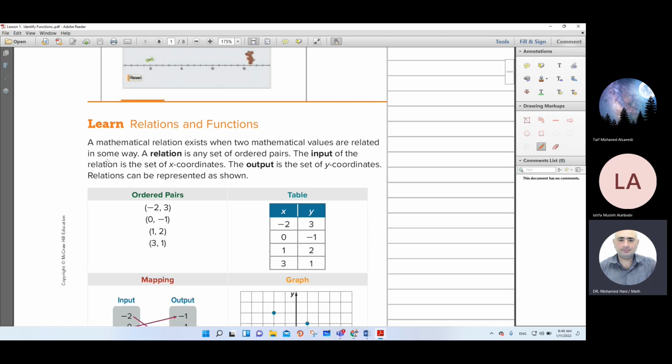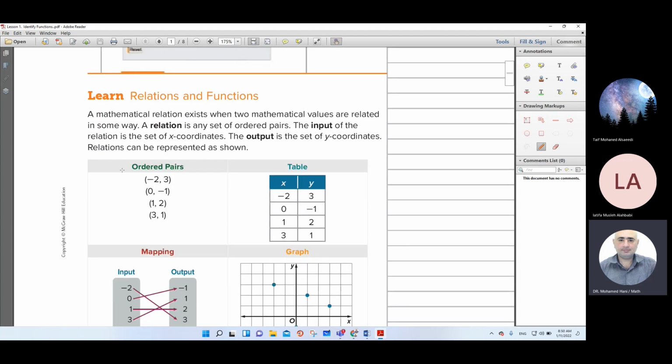A mathematical relation exists when two mathematical values are related in some way. So what's the meaning of a relation? A relation is any set of ordered pairs. The input of the relation is the set of x coordinates. The output is the set of y coordinates. Relations can be represented in several ways.